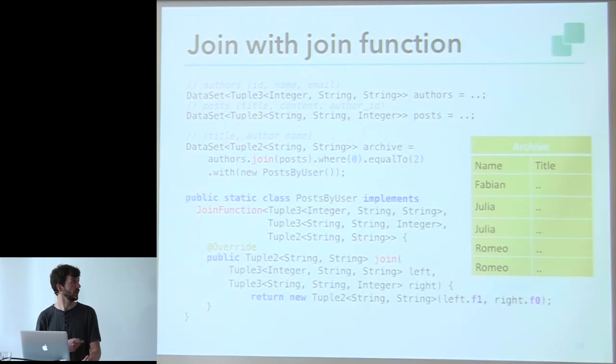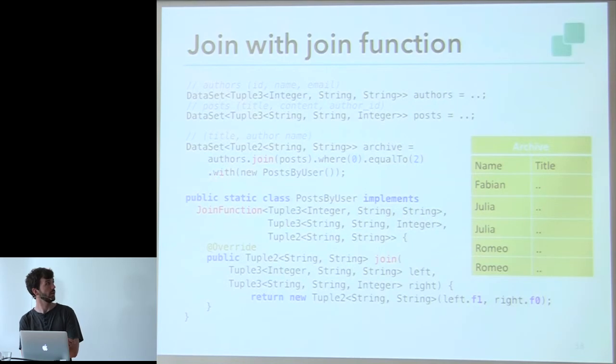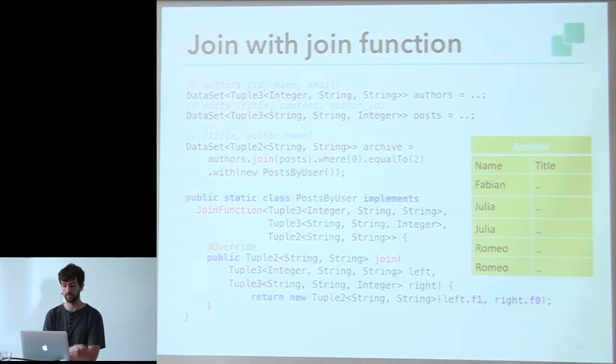But you can also use a join function which you apply using this with syntax. And in this join function, you could, for example, specify that you receive the two inputs, but you want to keep only the name of the author and the title of the post he or she wrote.